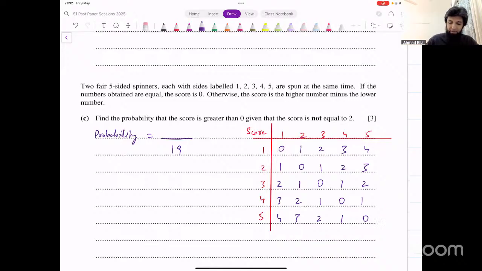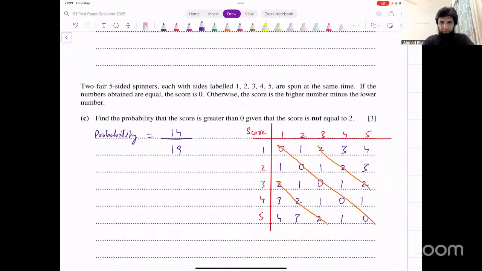Out of those 19 outcomes, what's the probability that the score is greater than 0? That means score is not 0 as well. So we get rid of the zeros and we get rid of the 2s. The remaining outcomes, in all of them, the score is greater than 0, right? How many are there? 14. 14 over 19, that's what the probability turns out to be. You can write it directly. That's the final result, 14 over 19.